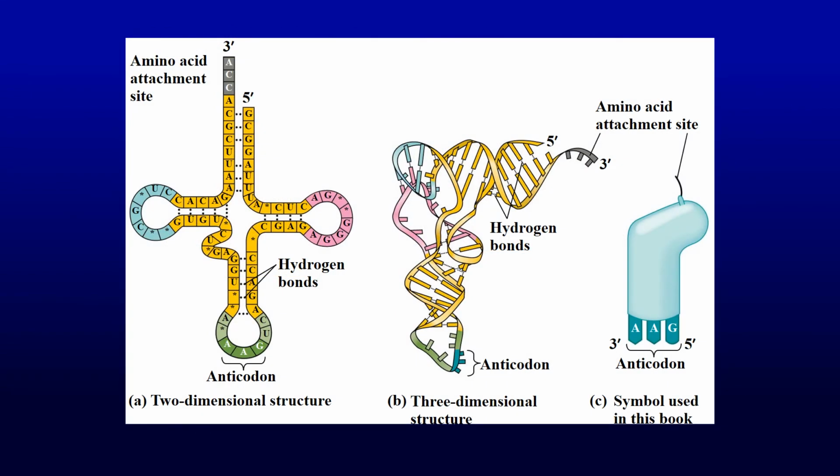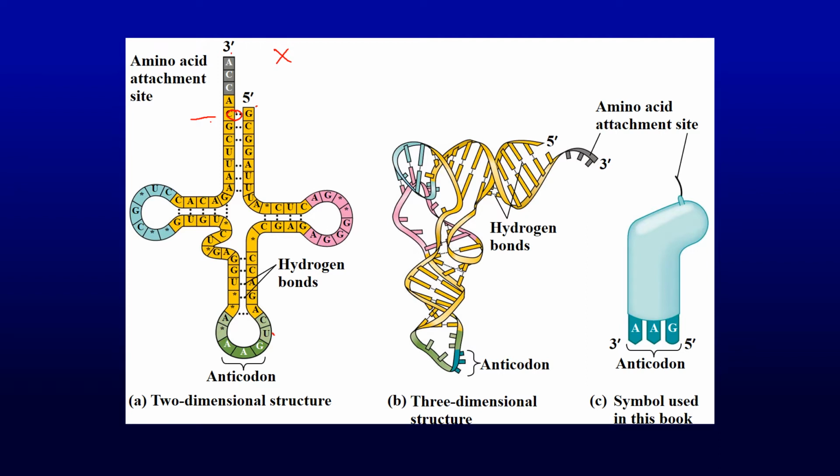Alright, so here are some diagrams from your book of transfer RNAs. This one here is a two-dimensional structure representation of transfer RNA. As you can see, it's got a 3' end and a 5' end, indicating there's only 2 ends. That shows you it's single-stranded. And you can see how it's folded. Those dotted lines indicate hydrogen bonds joining those nucleotides together.